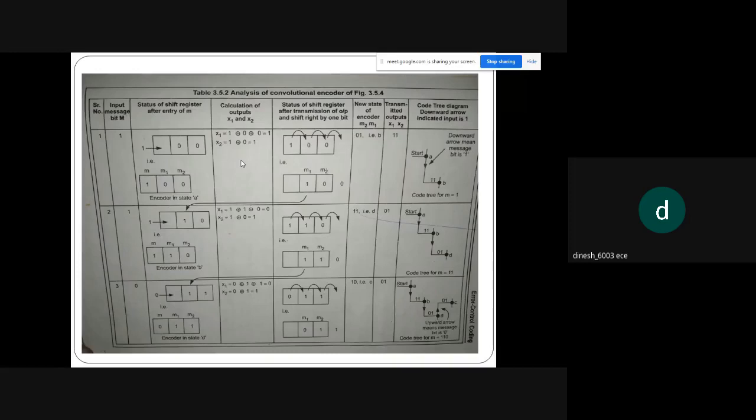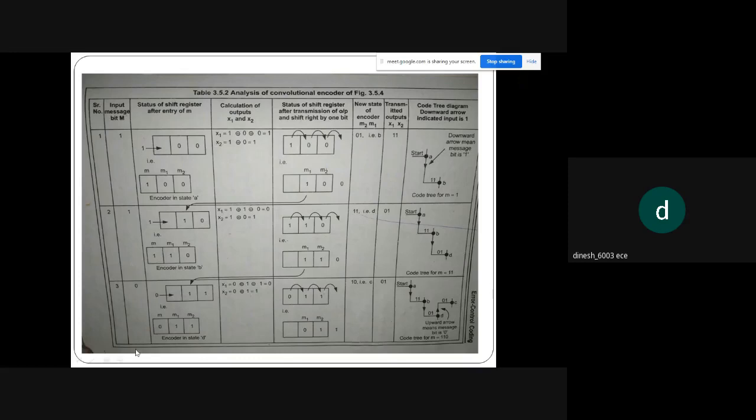Yeah, this is it. This is the analysis of the convolutional encoder for drawing the code tree. Okay, for drawing the code tree, first I'll explain the first one.